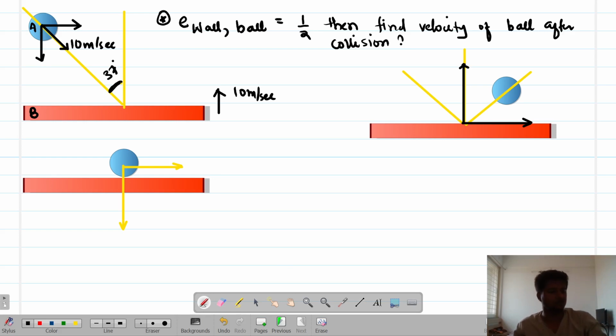Okay. So we have this is 10 meter per second. First, let us try to resolve this. This is going to be also 37, isn't it?